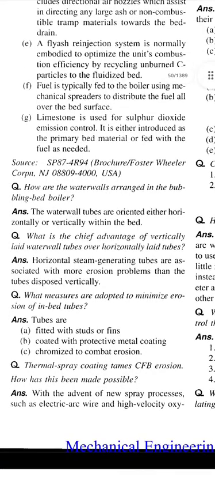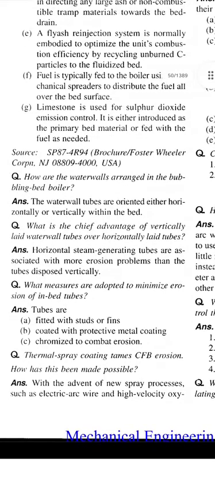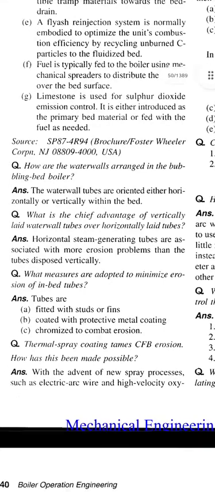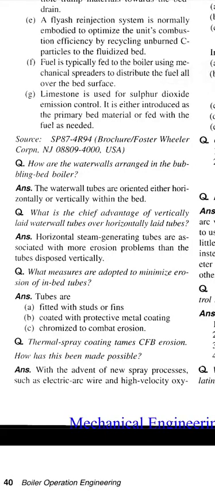So the next question, how are the water walls arranged in the bubbling bed boiler? The water wall tubes are oriented either horizontally or vertically within the bed. The next question, what is the chief advantage of vertically laid water wall tubes over horizontally laid water wall tubes? Answer is horizontal steam generating tubes are associated with more erosion problems than the tubes disposed vertically.